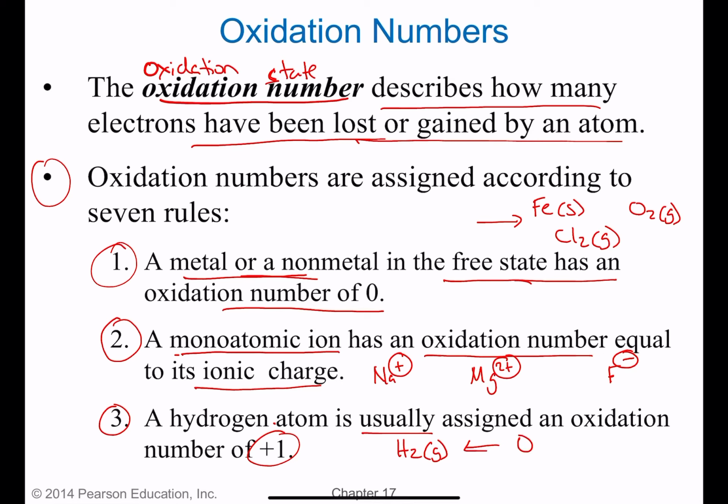So here it's 0. But if you have hydrogen as in H2O, then the hydrogen in water is going to have an oxidation number of +1 because it's in a compound. So basically, anytime you see hydrogen in a compound, its oxidation number is going to be +1. Unless we're talking about in its free natural state, that's like rule number 1, then it's a 0.